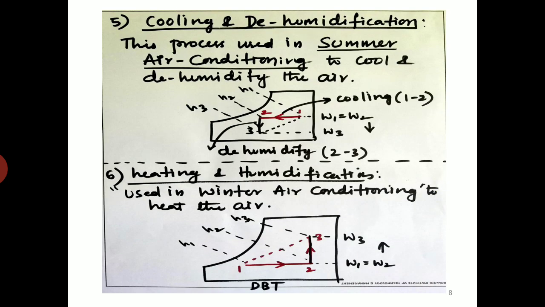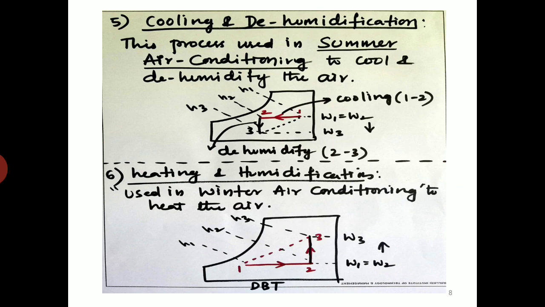The next process is the cooling and dehumidification process. This process is used in summer air conditioning to cool and dehumidify the air. I already talked about what cooling is and what dehumidification is. Cooling is indicated in red color on the psychrometric chart. That is the cooling process, 1 to 2. The dry bulb temperature goes from a higher temperature to a lower temperature, meaning you have to keep it cool. Then we have to remove the moisture. You can say the first process is dehumidification or cooling also. The 2 to 3 process is the dehumidification process.